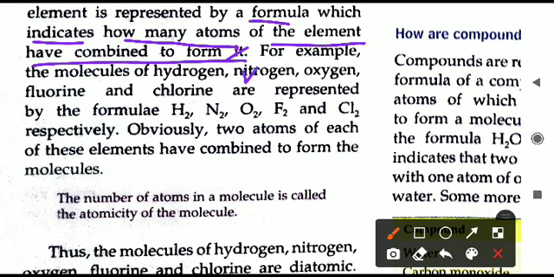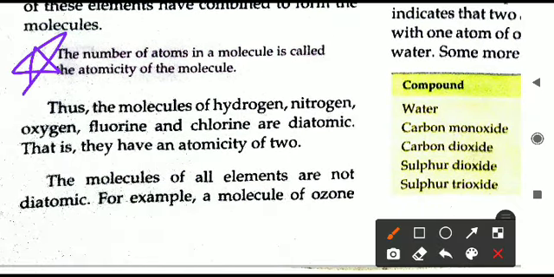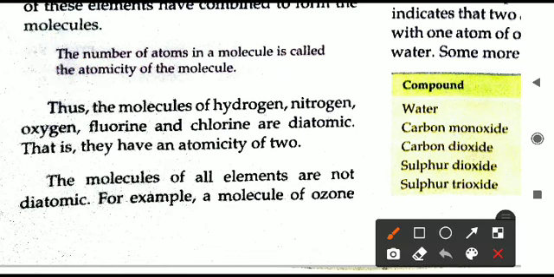It means, how many atoms are present in a molecule. And this number of atoms present in a molecule is given a term. This is generally called atomicity in chemistry. Let us now learn this concept. All of you please put a tick in your book on this concept. This definition is important from the exam point of view. It can be asked, what is atomicity? The answer is in front of you. The number of atoms in a molecule is called the atomicity of the molecule.